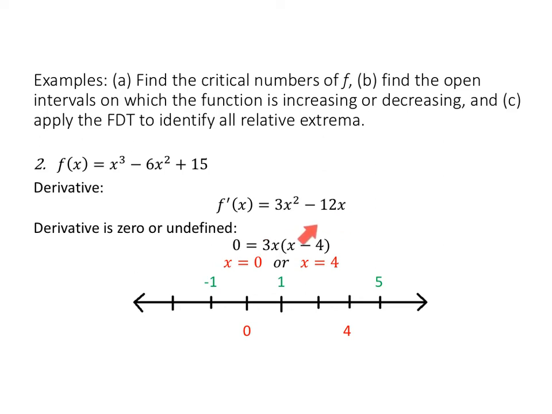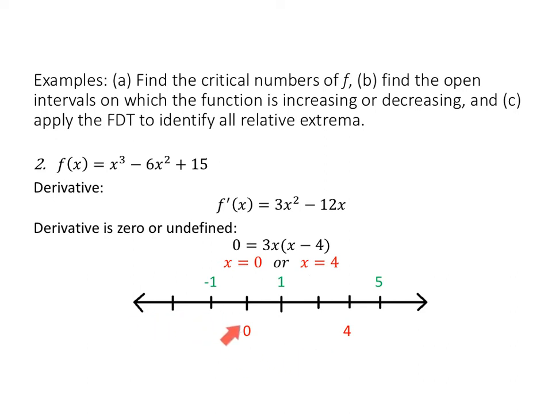All right, in order to solve this, I have two terms. I'm going to take out the greatest common factor, 3x, and I'm left with x minus 4. If two things multiply to give me 0, then either 3x equals 0, in which case x equals 0, or x minus 4 equals 0, in which case x equals 4. My critical numbers are 0 and 4.